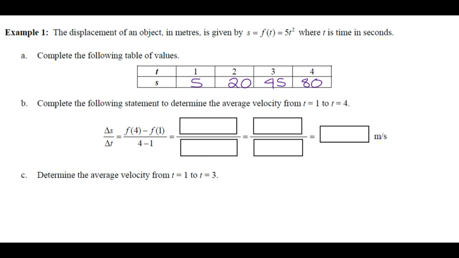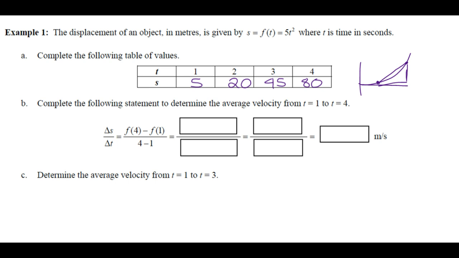Complete the following statement to determine the average velocity from t equals 1 to t equals 4. Right? So what would you be doing? You could graph this, and then you would have your 2 points. And you were basically figuring out the slope of the secant line between those 2 points, right? Because the displacement time curve, if you're moving at an increasing rate of speed, would look like this. Right, so you're working out that slope, right?